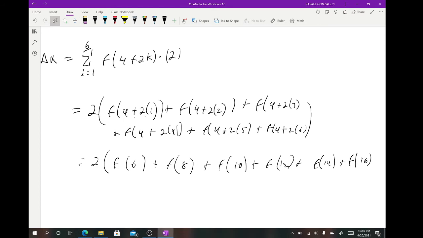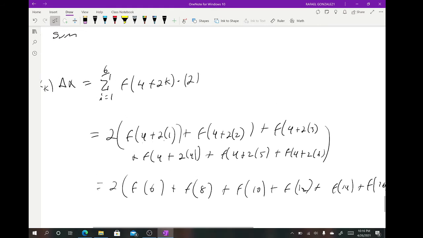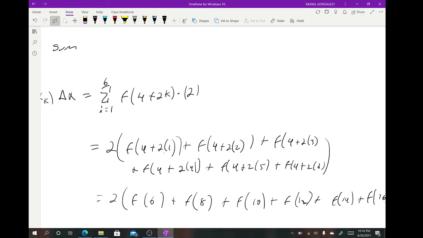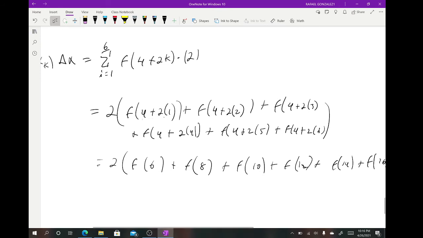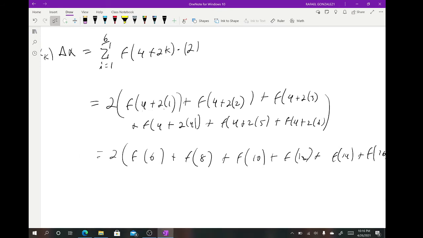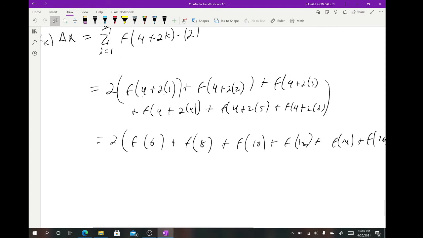I'm missing one value here. Let's see. No, I'm not. Never mind, I'm not. All right. So let's see, 1, 2, 3, 4, 5, and 6. Yeah, I'm not.